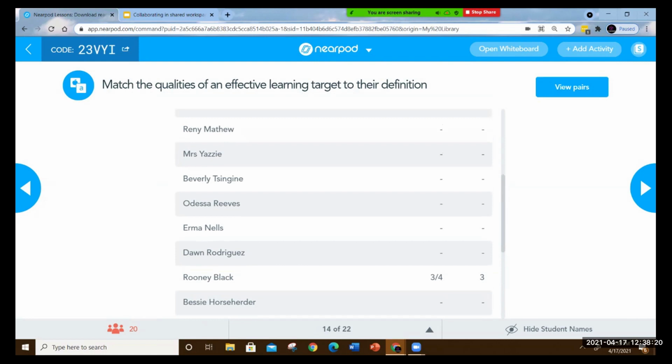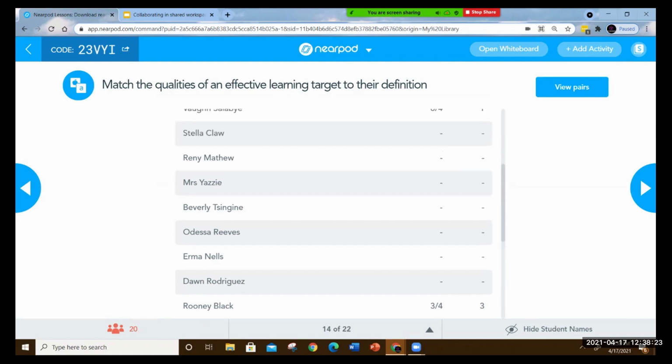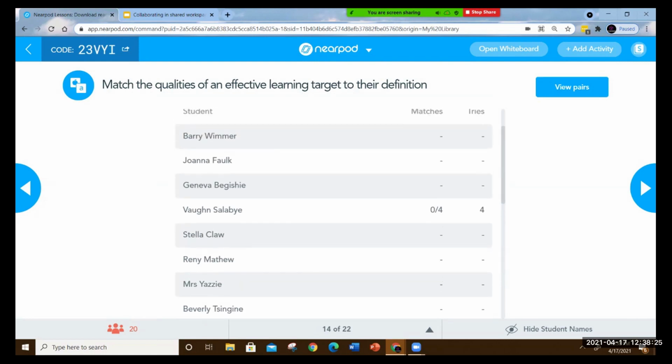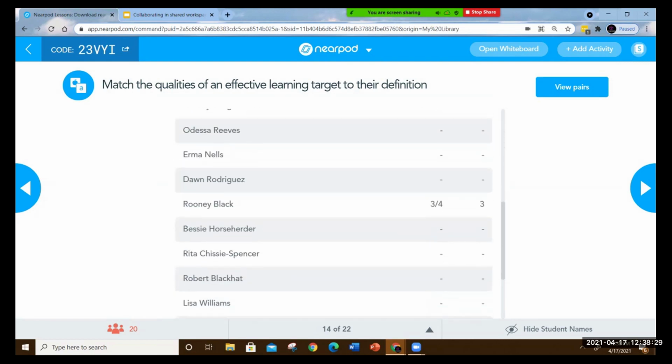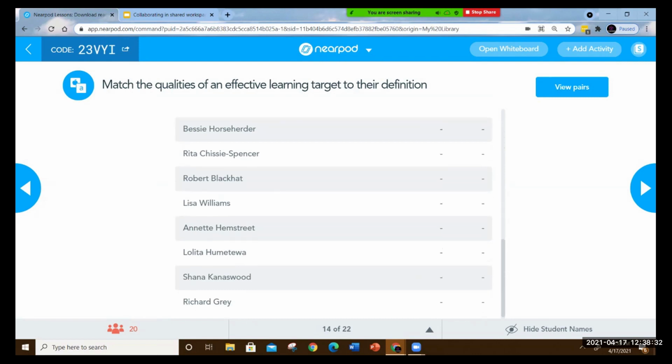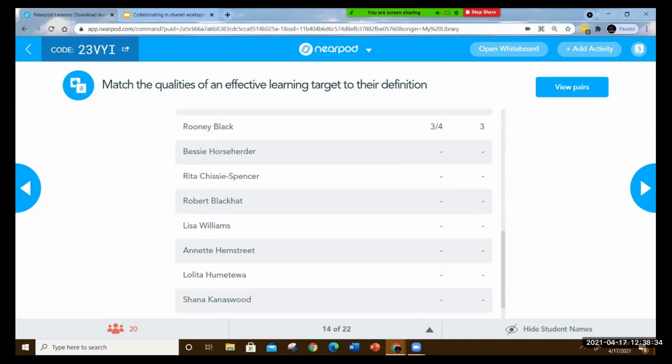Rooney, 3 out of 4. Way to go. You can give it another go. You can try it more than once. You definitely can try it more than once.